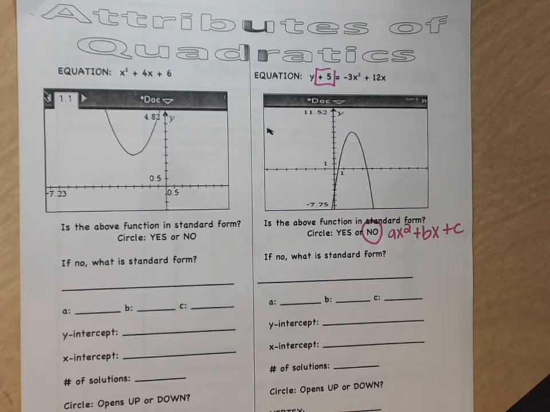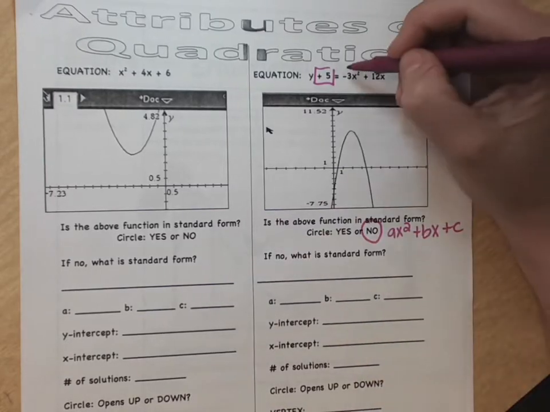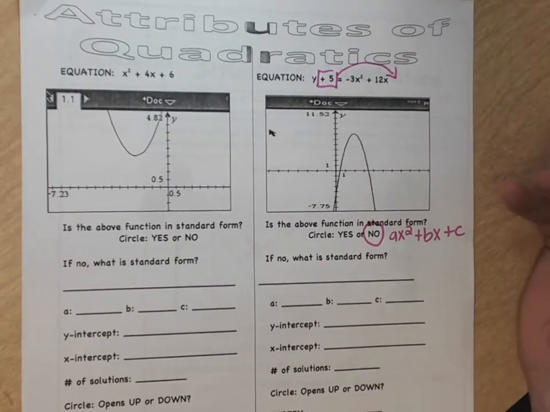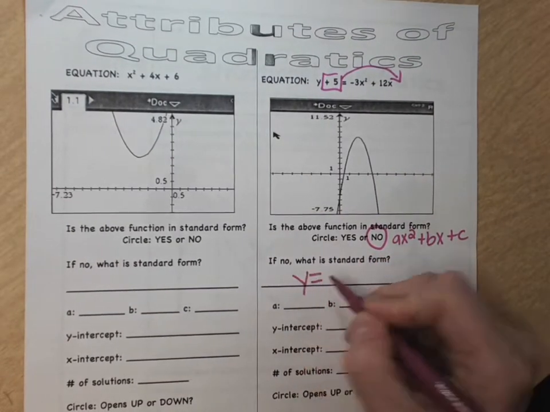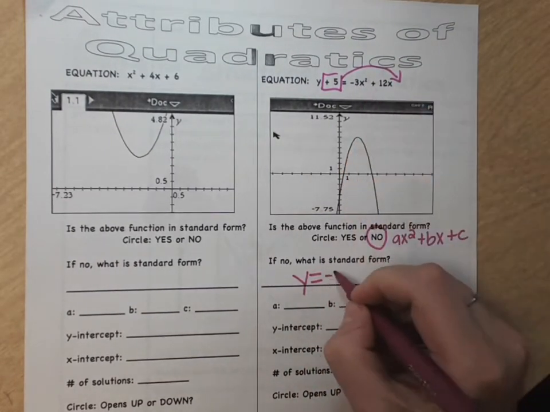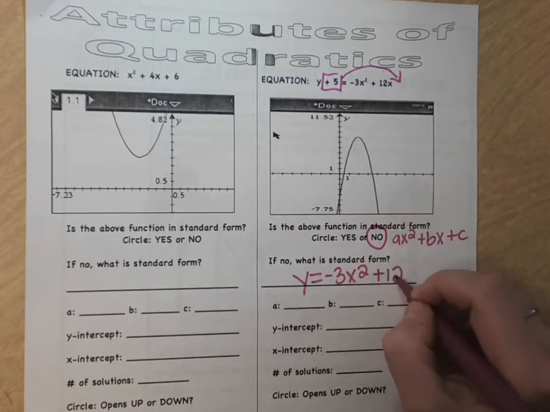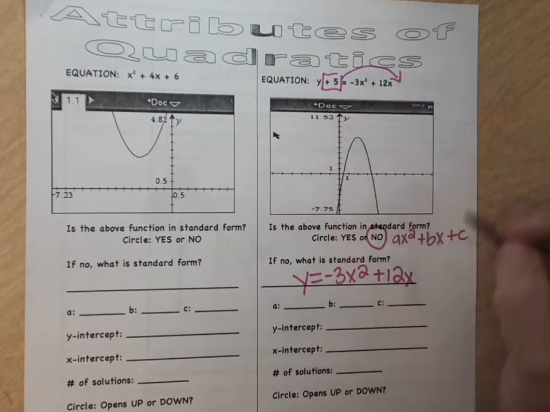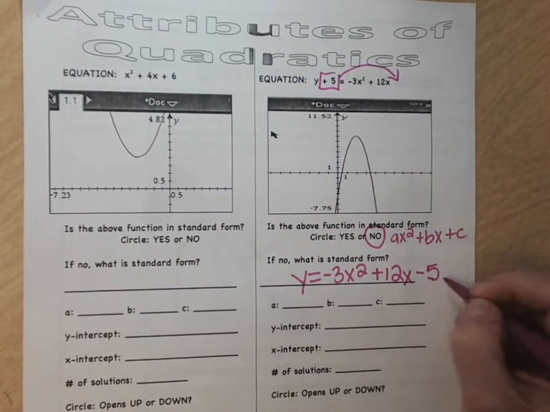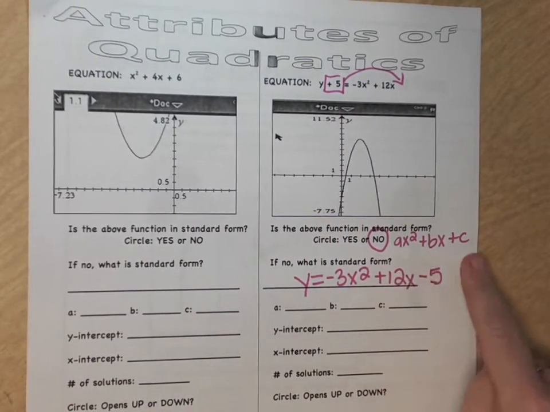Now remember, when we move it, what happens to our 5? It doesn't stay a positive anymore. It becomes a negative. So this 5 is going to go to the other side. So you're going to have y equals negative 3x squared plus 12x minus 5. It has to be in that order. X squared, x, no x.